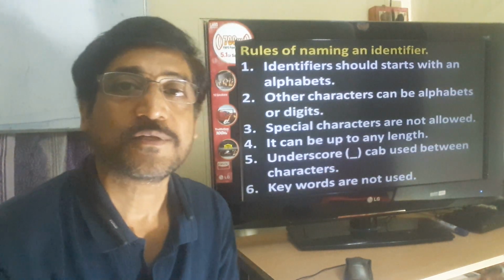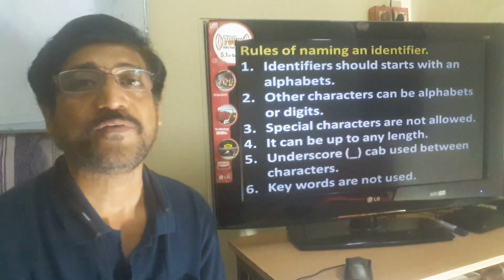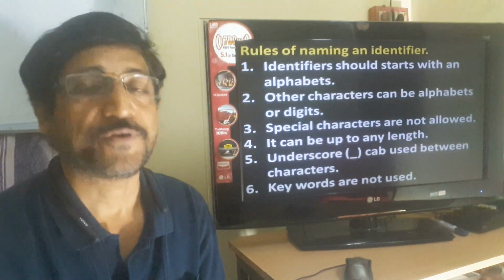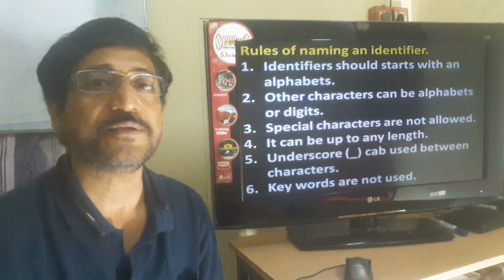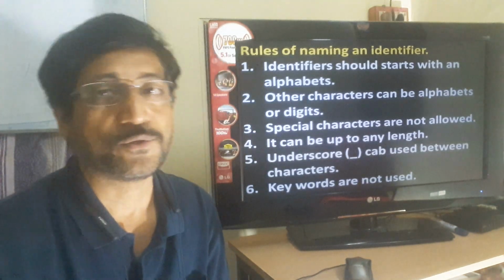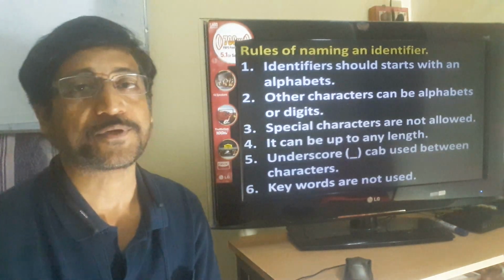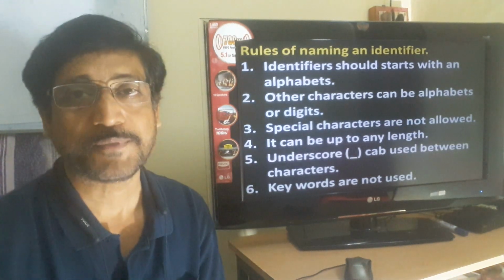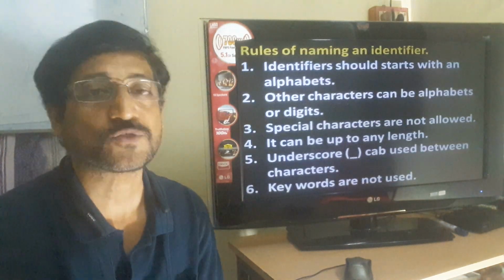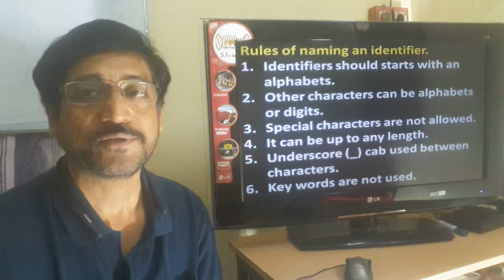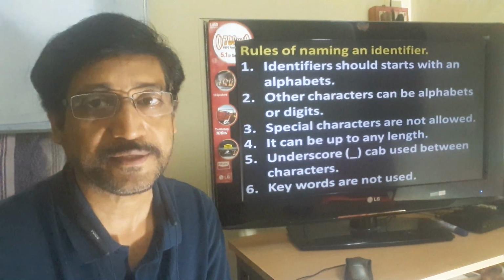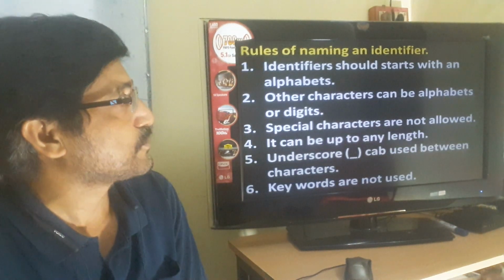Now there are some rules for naming an identifier. You cannot name an identifier of your own choice; you have to follow the rules meant for it. The rules are: the first character must be an alphabet, which can be an uppercase or lowercase letter. Other characters can be alphabets and numbers. Special characters are not allowed. Space is a special character which is not allowed, but you can use an underscore in between the identifier. It must not be a reserved word, meaning keywords cannot be used as an identifier.